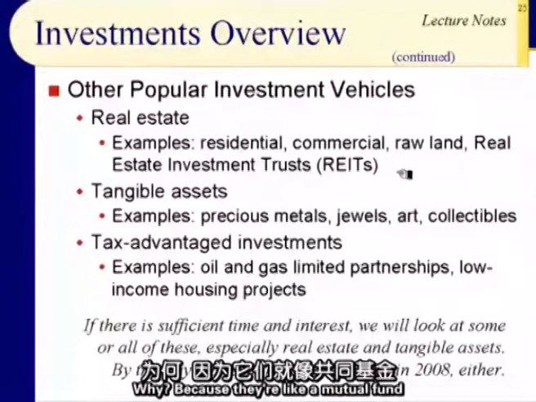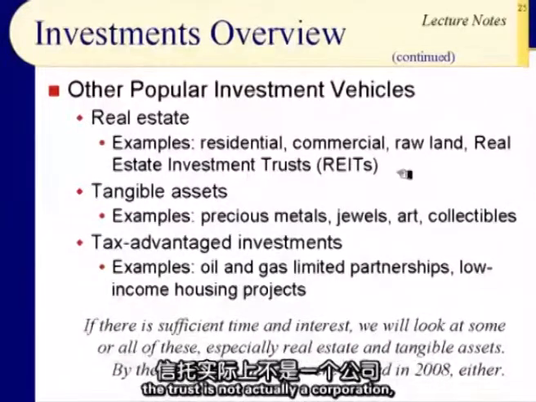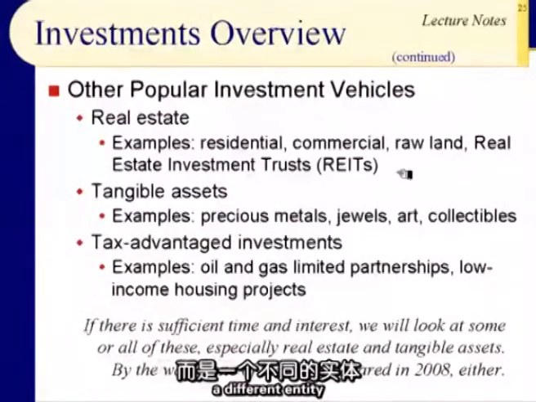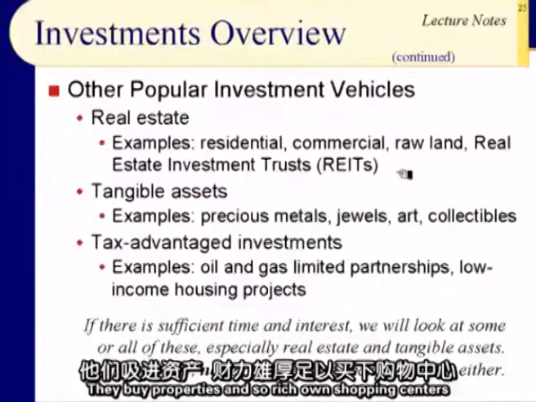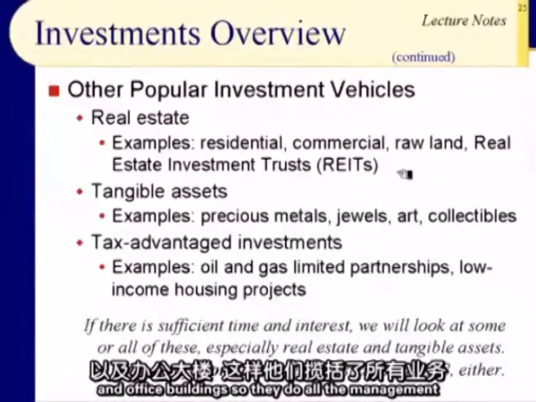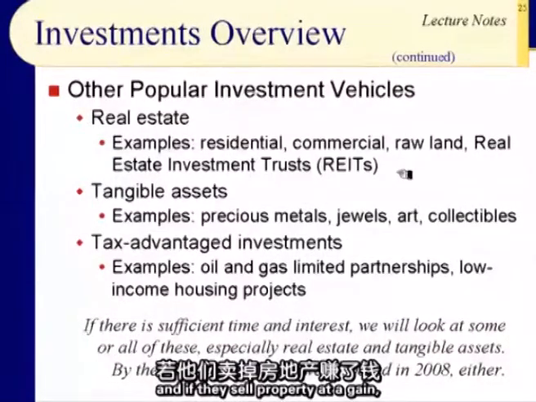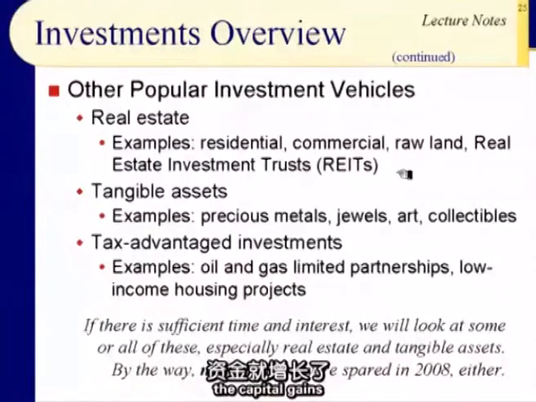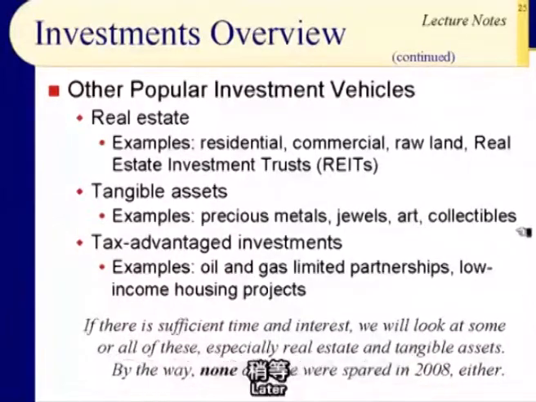Why? Because they're like a mutual fund. But instead of buying stocks, bonds, or cash, the trust, it's not actually a corporation, they're a different entity, but it looks like a stock to us. They buy properties. And so REITs own shopping centers, and they own apartment complexes, and they own warehouses and office buildings. So they do all the management. You just invest and collect the rewards, which in this case are rent, and if they sell property at a gain, the capital gains. How about precious metals, gold, silver, jewels, art, collectibles? Later.